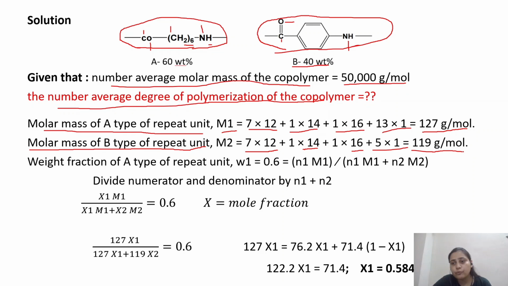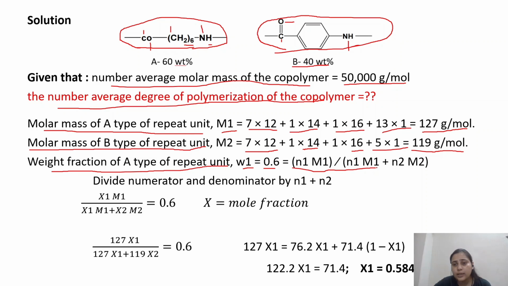Now we have to calculate the weight fraction of the A type of repeat unit, denoted by W1. We already know the weight percent is 60, so 60 divided by 100, which is the weight fraction, is equal to 0.6, and it is equal to N1 M1 divided by N1 M1 plus N2 M2.